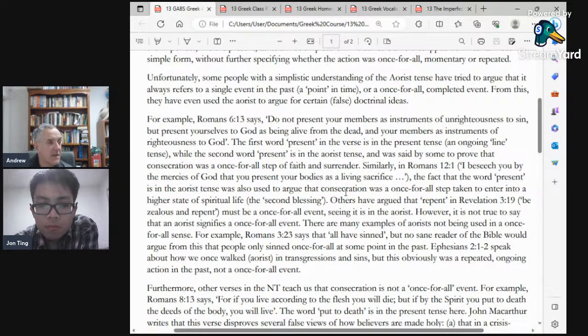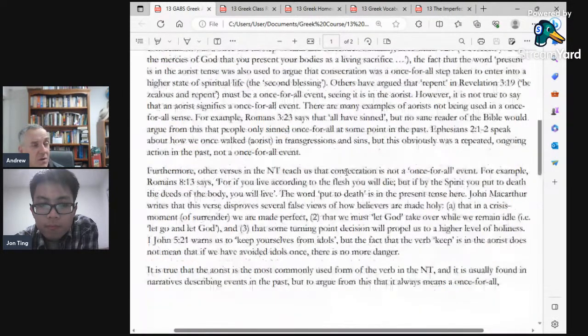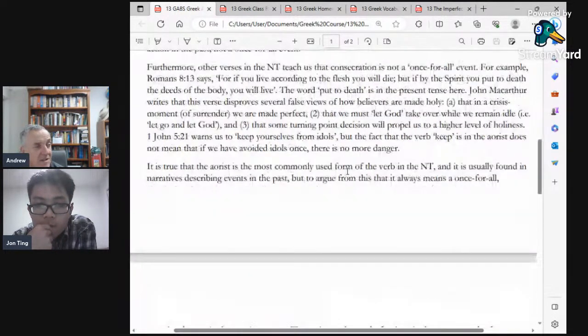Okay, here's the next paragraph. Furthermore, other verses in the New Testament teach us that consecration is not a once for all event. For example, Romans 8:13 says, "For if you live according to the flesh, you will die. But if by the Spirit you put to death the deeds of the body, you will live." The word put to death is in the present tense here. That is an ongoing tense. John MacArthur writes that this verse disproves several false views of how believers are made holy.